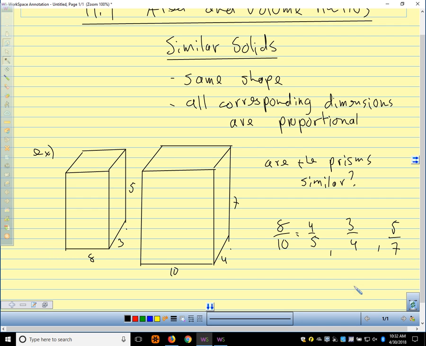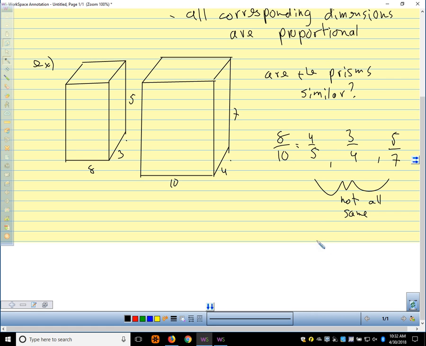4/5, 3/4, and 5/7. Are those the same? No. We can't reduce any. So these are not all the same, and that tells us these are not similar. So that's how we tell if solids are similar. Corresponding dimensions have to be proportional.